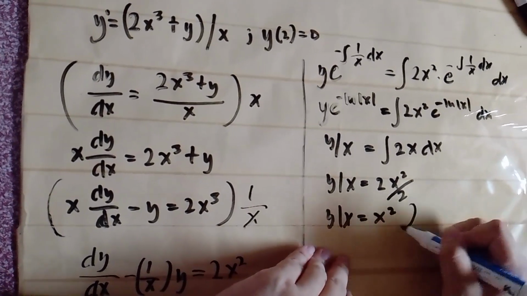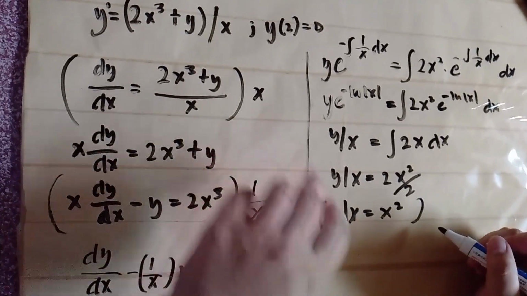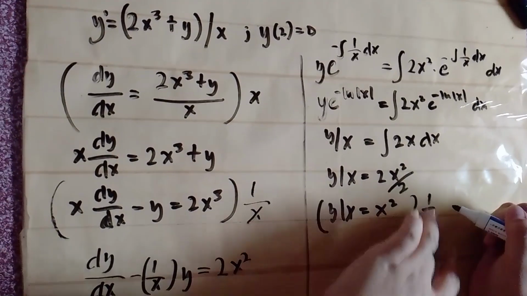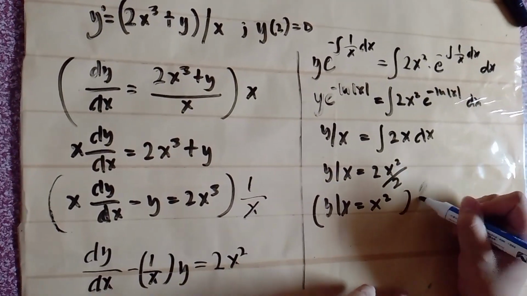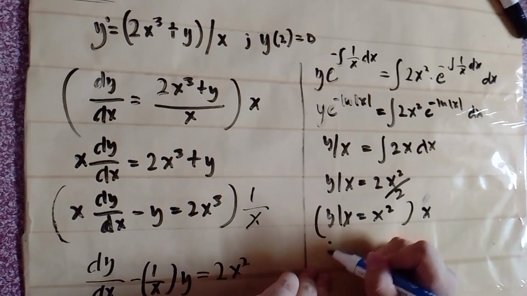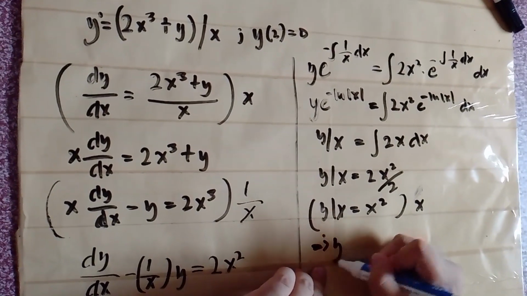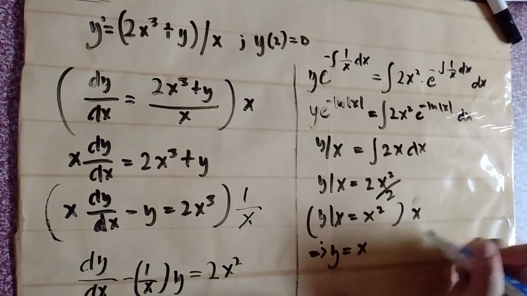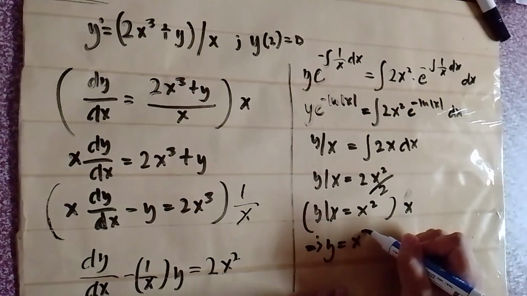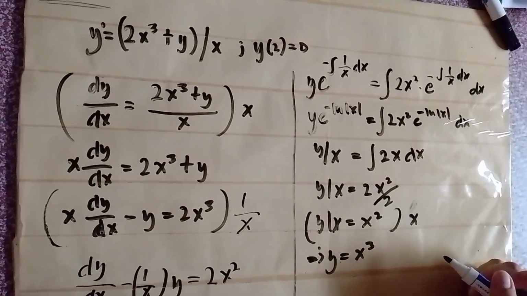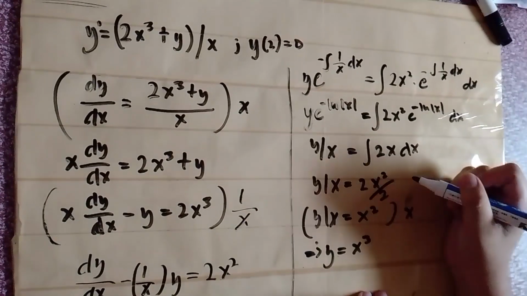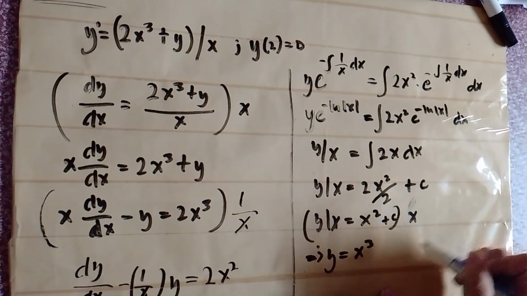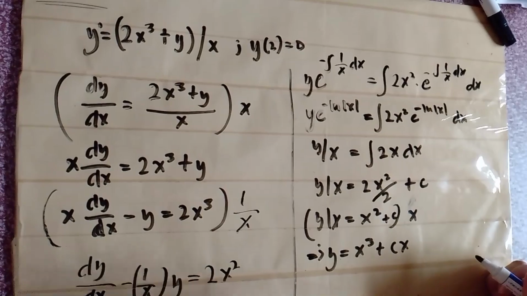And we have to multiply both sides by x so that we can eliminate the x on the y over x. So y over x times x will be y, and for the x squared times x is x cubed. We forgot to add the constant c. And c times x is c x.